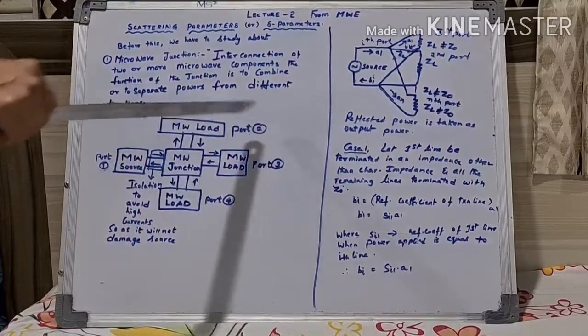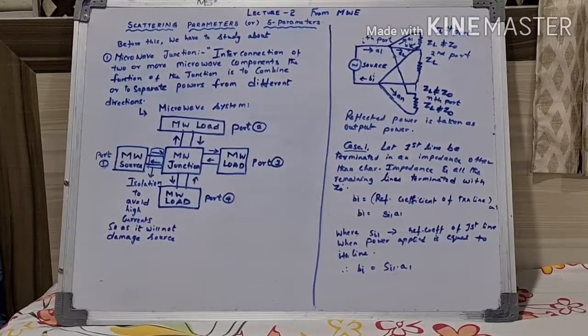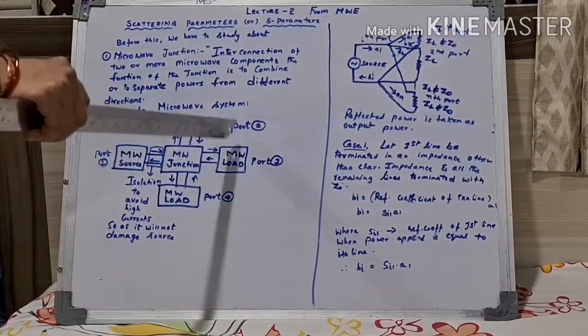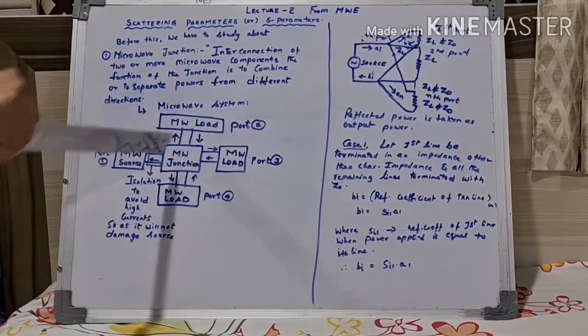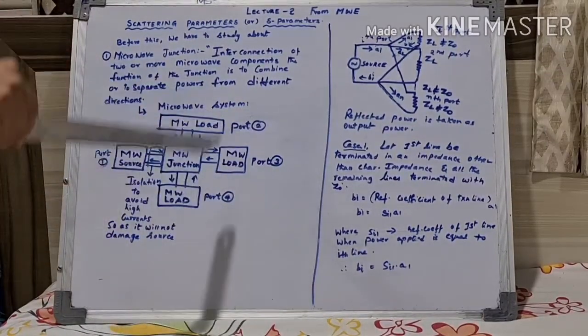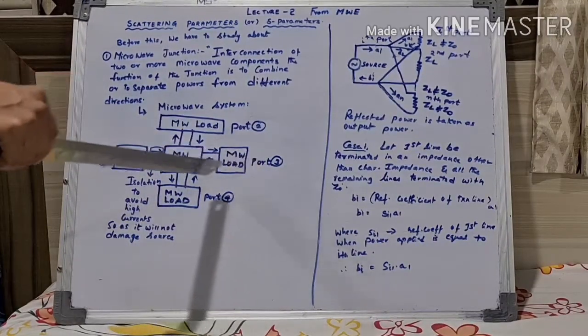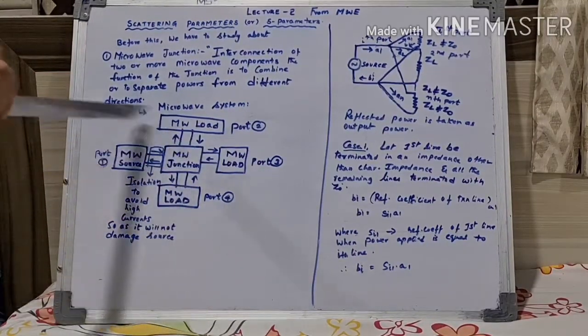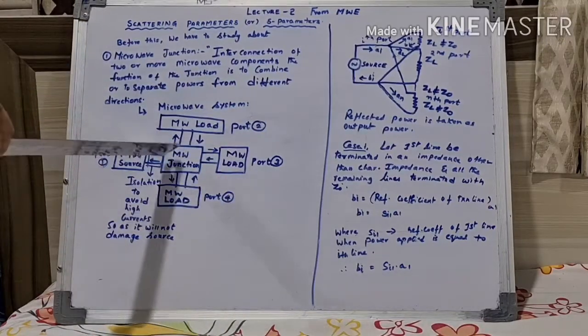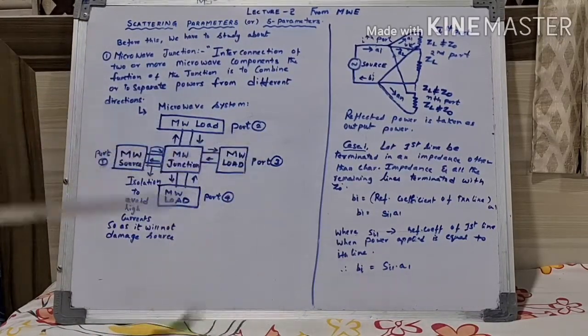Next we will see the microwave system function here. These are the components: load and source and junction. These are all components: load, source, and port 3 load, port 4 load. All these are microwave components, and the junction is to combine or separate powers from different directions.